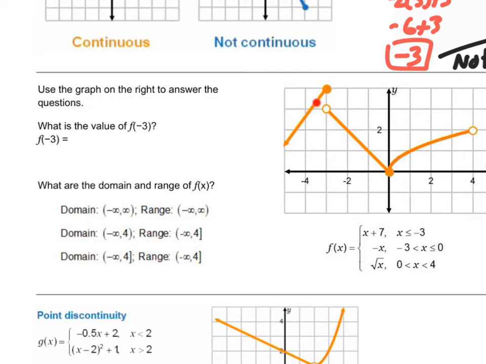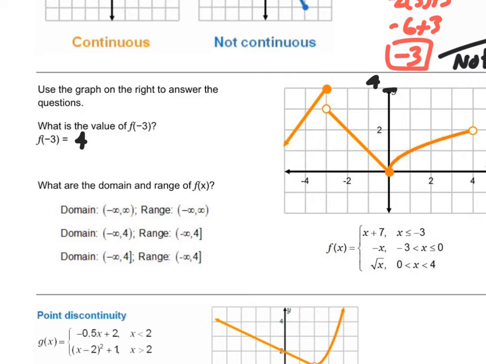Okay. So the y value, and that's the thing, you have to look, okay, where do I have a point? If I plug in negative 3, I'm going up 1, 2, 3. There's no point here. There's a hole. That's my value here, which is a value of 4. So f of negative 3 is equal to positive 4.